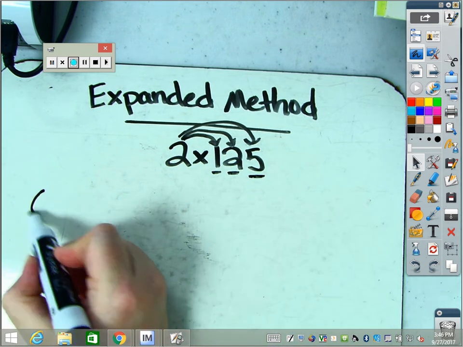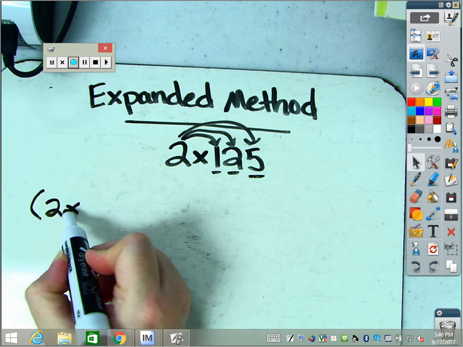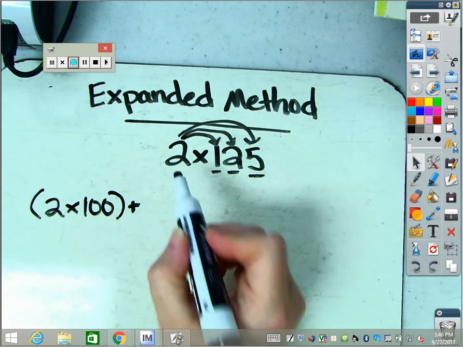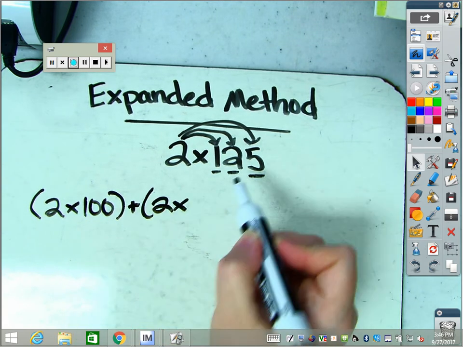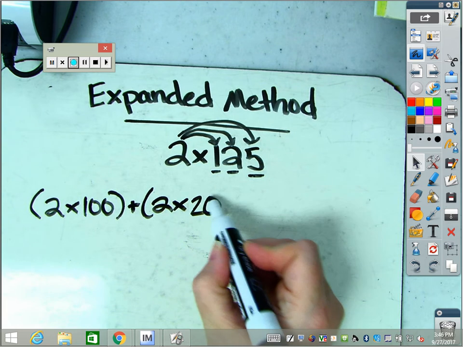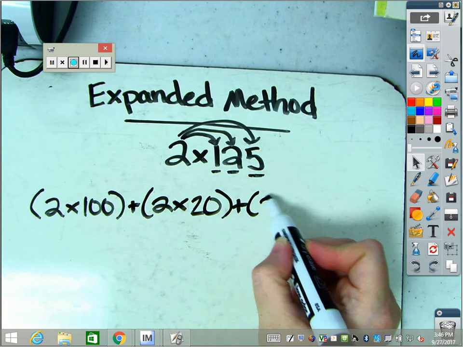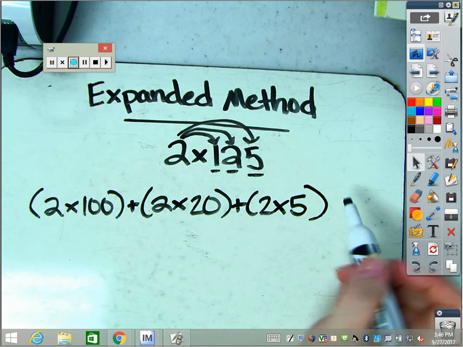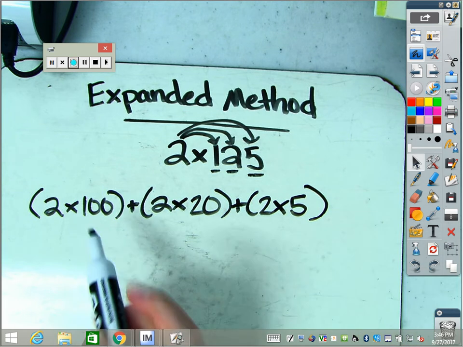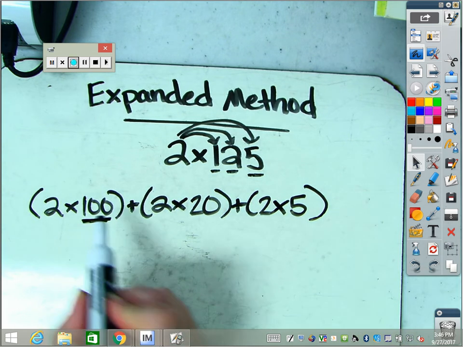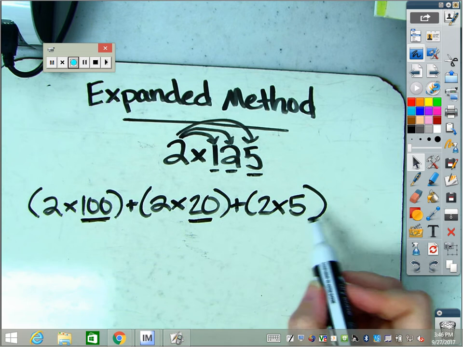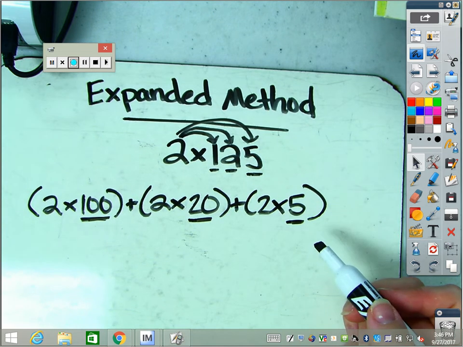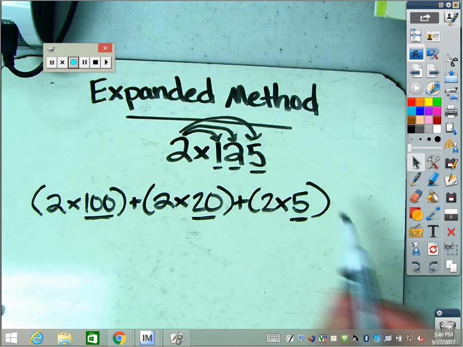So what that looks like is 2 times that 100 plus 2 times 20 plus 2 times 5. Now here is that original expanded form, there's my 100 plus 20 plus 5. Okay, so now I'm going to simplify each of my parentheses and then add to get my final answer.